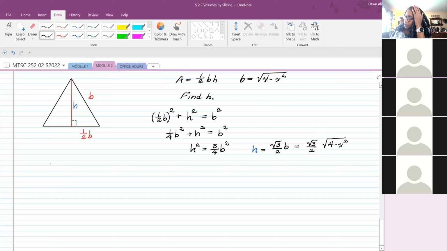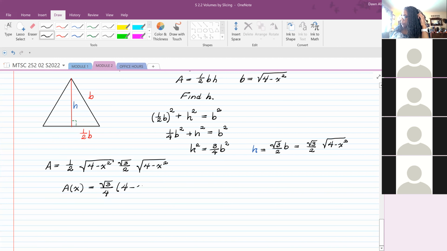Okay, so now the area of the triangle is 1/2 base. The base is B, and the height is the square root of 3. Oh, I want to write out what the B is. It is the square root of 4 minus x squared. And then the height is the square root of 3/2, the square root of 4 minus x squared. So how nice is that? The square roots multiply and give me the square root of 3/4 times 4 minus x squared.